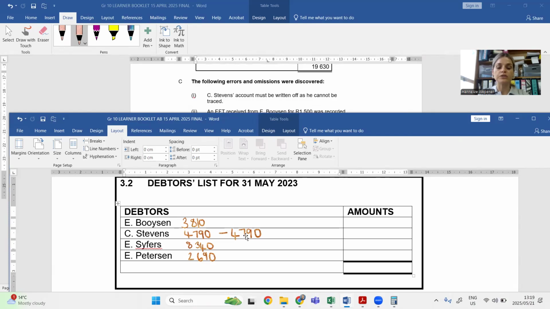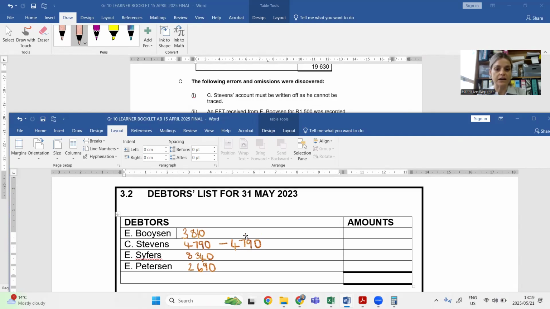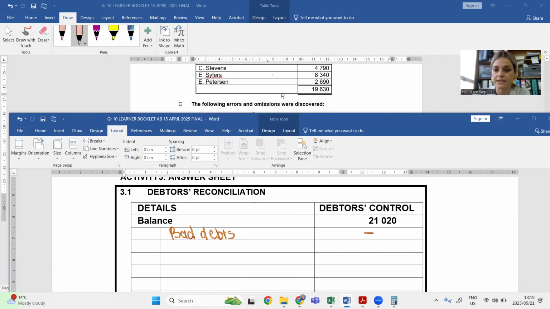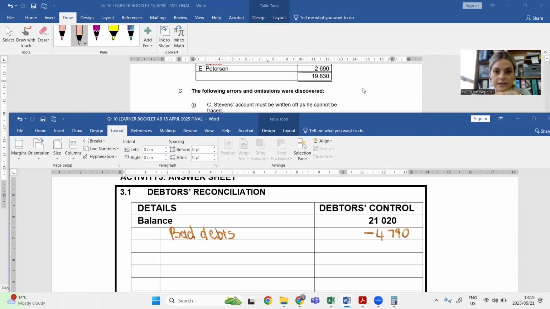So not only are you going to remove it from the debtors individual account, you also have to show that overall your debtors, so your debtors control, is decreasing because of this bad debt. You can also, if you want to, add the debtor's name. I'm just going to say here, bad debts. And the instruction was that I must indicate with a minus when I'm going to decrease this account, and I'm going to decrease it by 4,790 Rand. He no longer owes me that amount. Decrease the overall debtors and the individual debtors account.